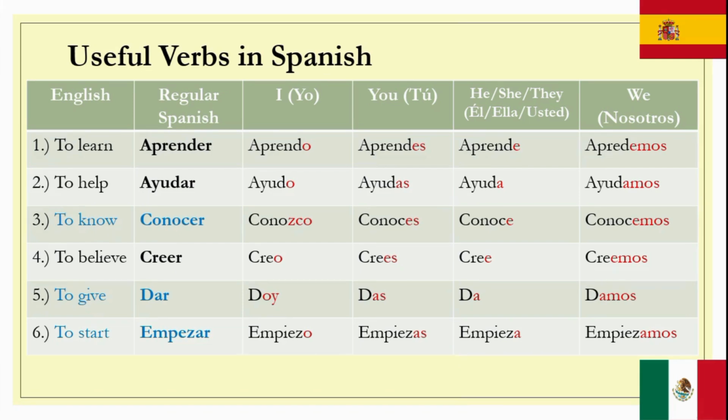And by the way, the verbs highlighted in blue here mean they are irregular verbs. Irregular verbs don't follow the usual pattern of conjugation. That's why sometimes the ending is different, like doy, empiezo, conozco. Sometimes it doesn't have the same spelling. There are some changes. So that's the irregular. Okay, so be careful of that.